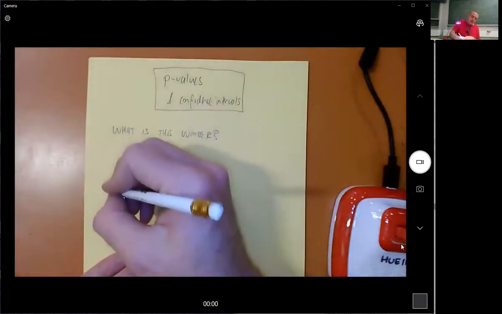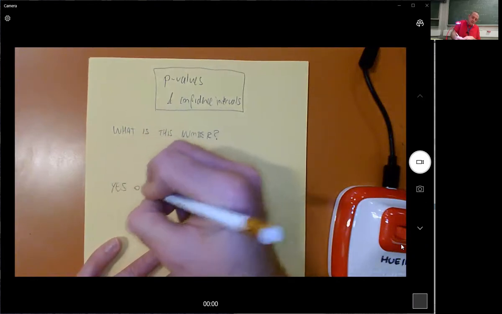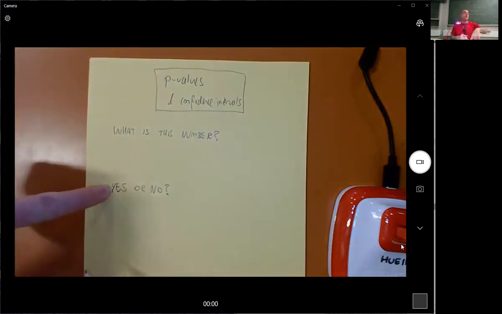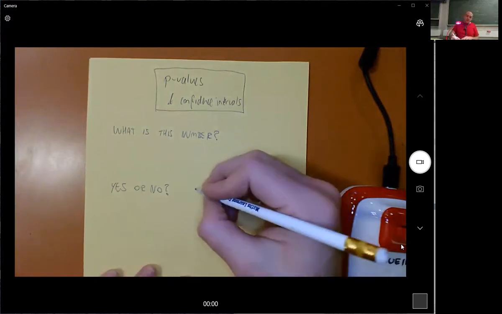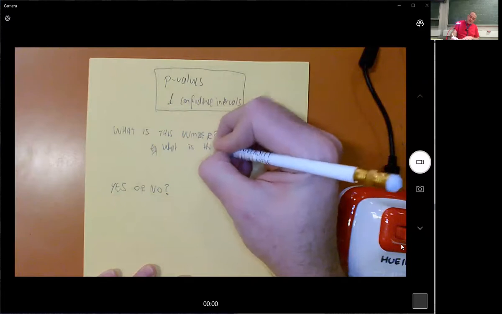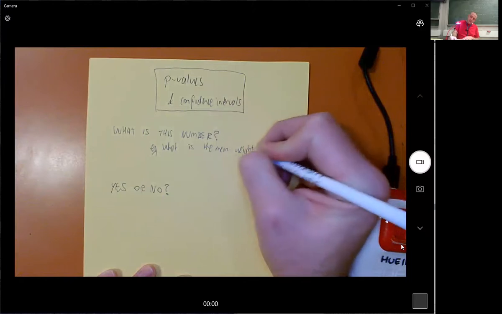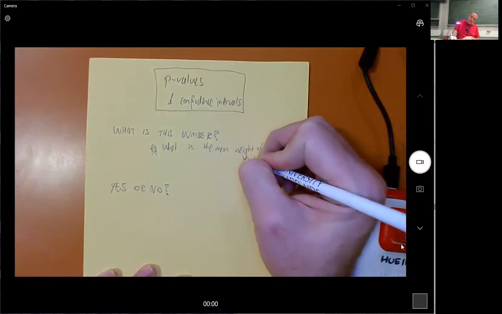And the other question you can ask is a yes or no question. This is the most specific kind of question it is possible to ask. Is it this or is it not? And a lot of the time, the yes or no question you ask is about a number. So, for example, what is the mean weight of cereal in boxes like this?